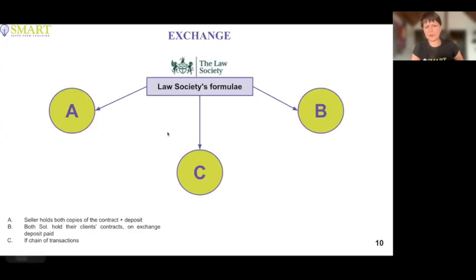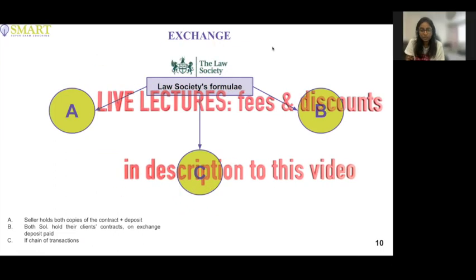Very briefly about the Law Society formulas, if you could explain the difference, Jenny. Yeah, sure. In the olden days, I presume they were jumping from office to office to exchange contracts. It is definitely not possible anymore. It's very time consuming. So the formulas used here are A, B, C.